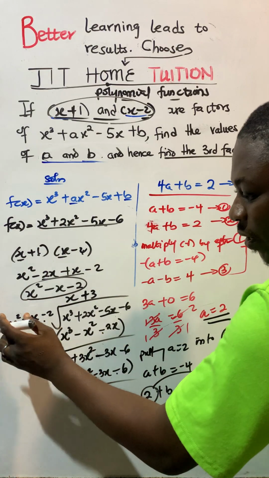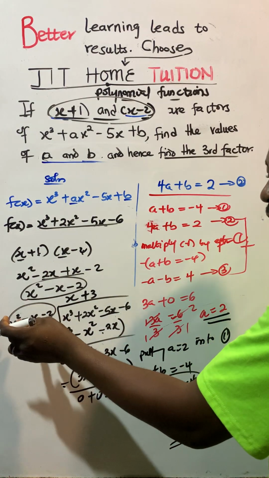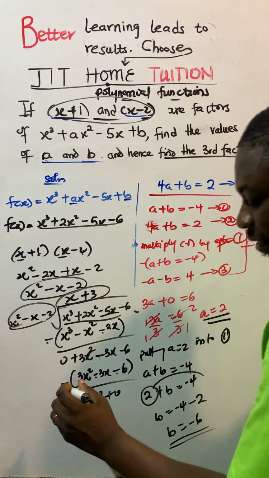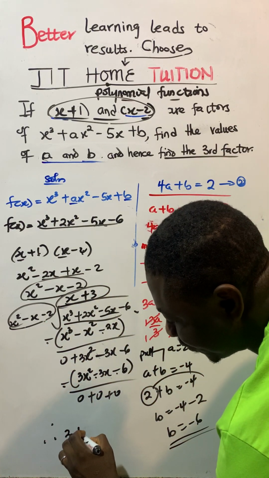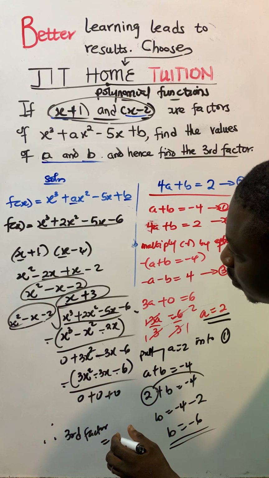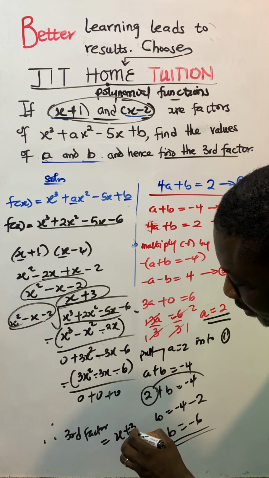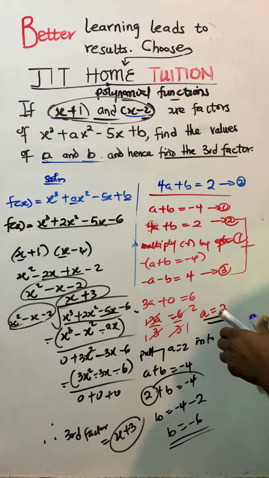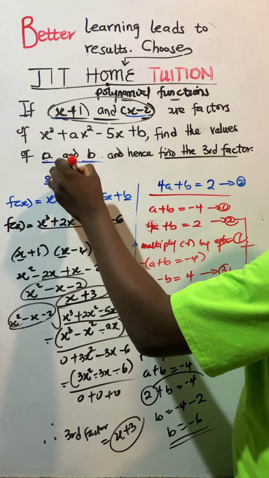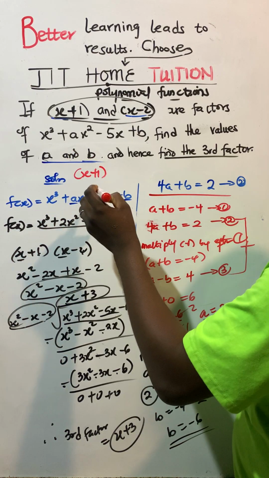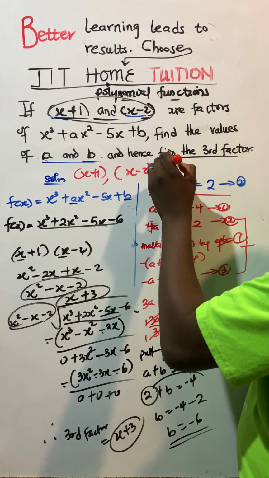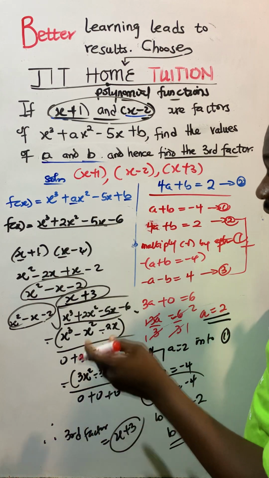So what it means is that when this one divides what you have over here, this is going to be the third factor. So you write, therefore, third factor is equal to x plus 3, and that is the answer. So in a nutshell, if you want to know the various factors, that would be x plus 1, then you have x minus 2, then you have x plus 3, the third one.